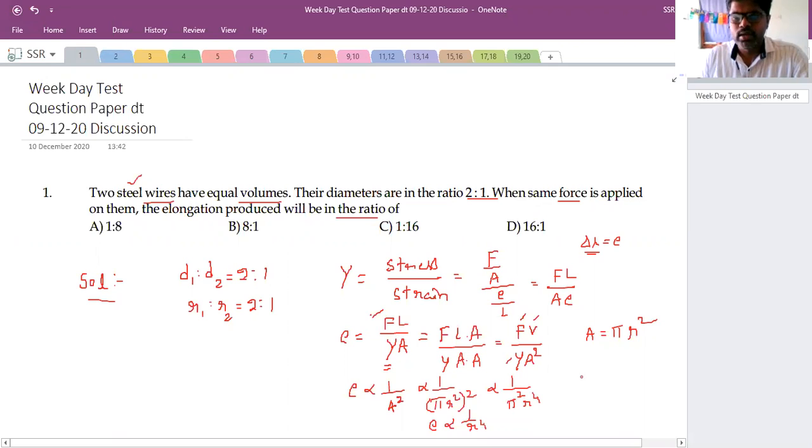From this you can write the ratio E1 by E2 is equal to R2 power 4 by R1 power 4. So what is R1 to R2? It is 2 by 1. R1 by R2 is equal to 2:1. Then R2 by R1 is 1 by 2. Then R2 by R1 whole power 4 is 1 by 2 whole power 4. So E1 by E2 is equal to 1 power 4 by 2 power 4, which is 1 to 16. So E1 by E2 is equal to 1 is to 16. Option C is correct.